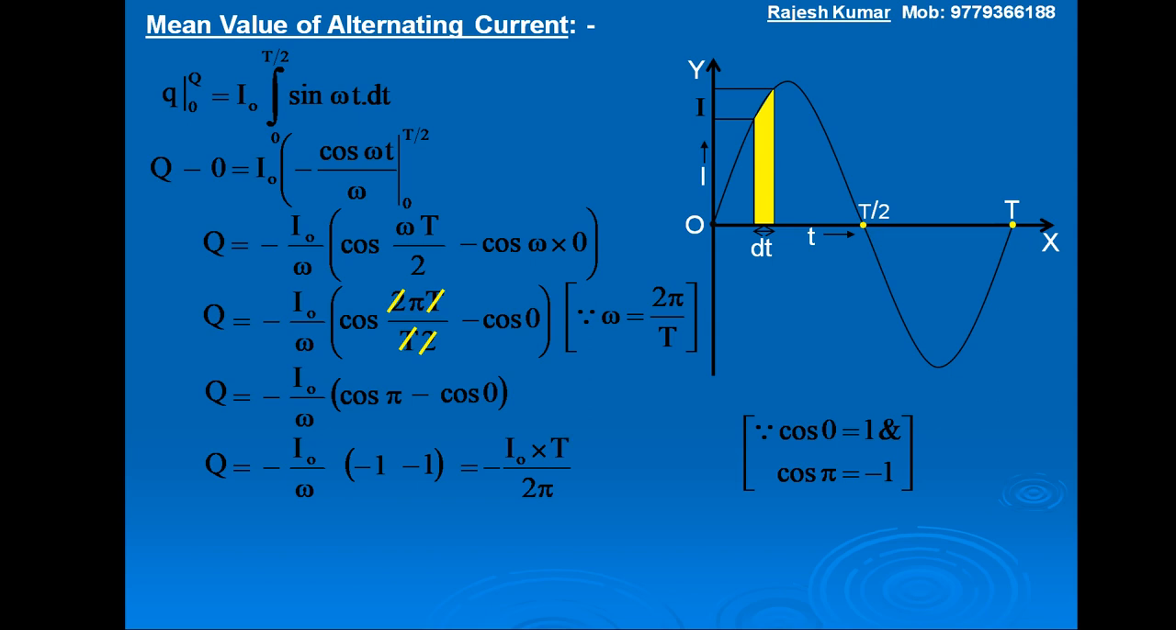So this is equal to minus I naught into capital T upon 2 pi, putting the value of omega, into minus 2. Minus into minus becomes plus, so we get 2 and 2 cancel each other. So we get capital Q is equal to I naught into capital T upon pi. Let it be equation number 5.